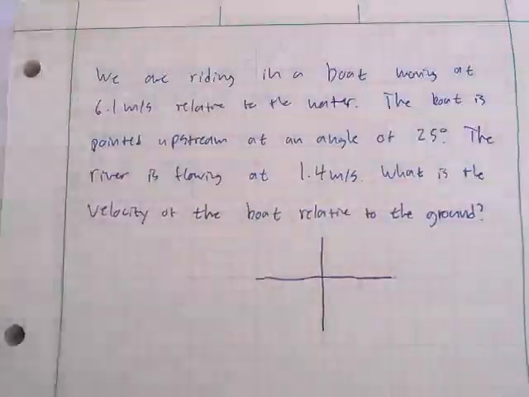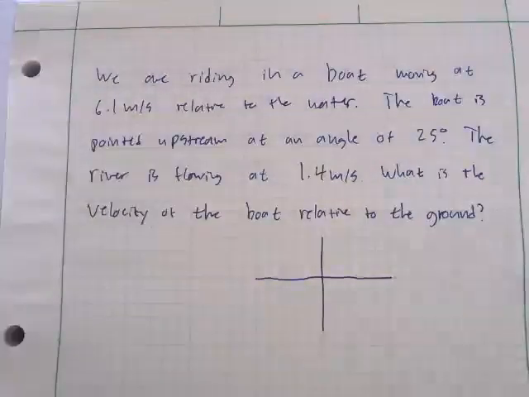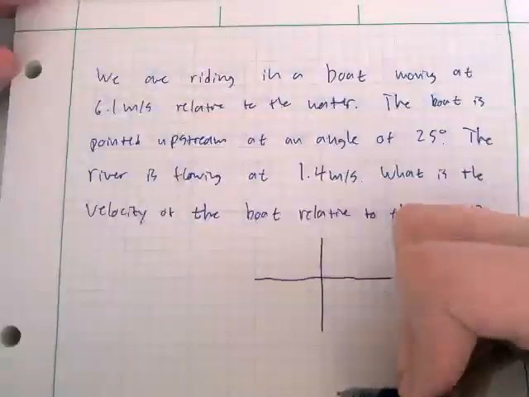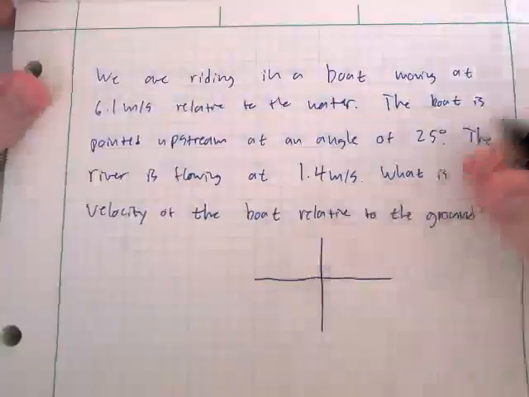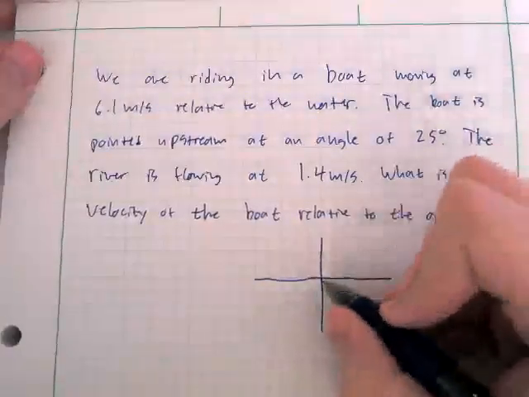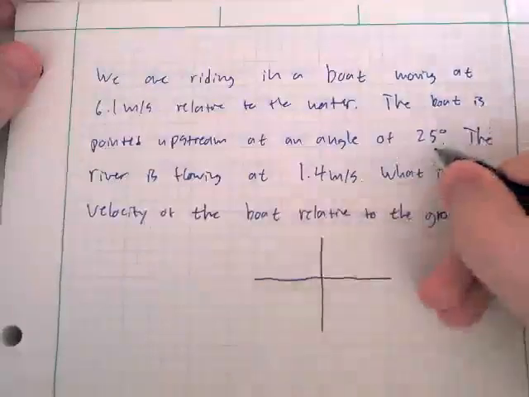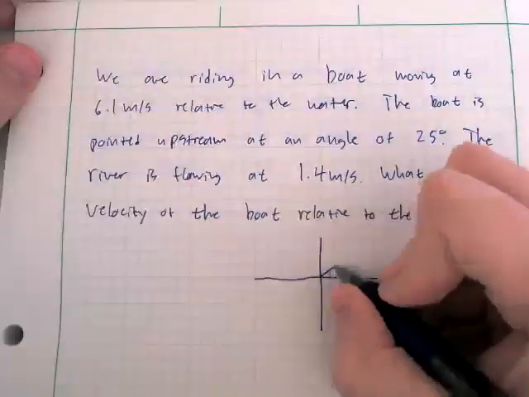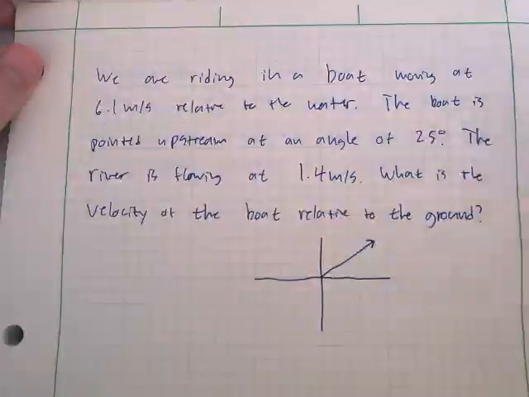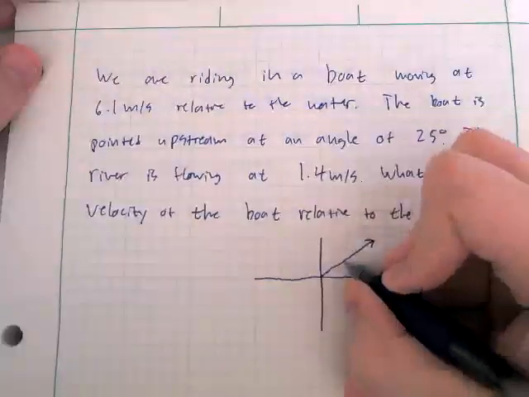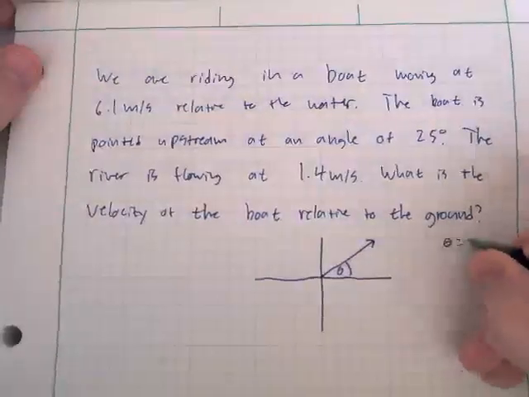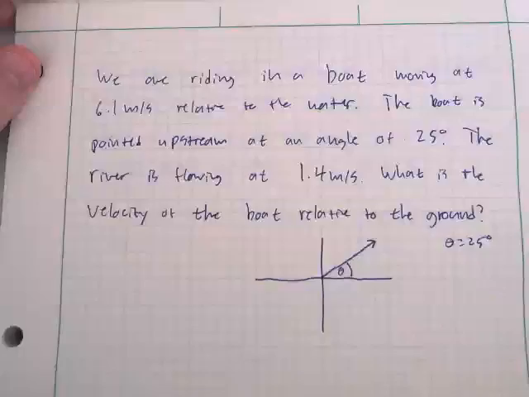The convention that I want to use is that when you have a boat on a river, downstream is just down. So I'm going to say that the river is flowing in the negative y direction, which means that our boat, relative to the water, is going not downstream, not upstream. It's 25 degrees pointed upstream. So in this case, it would be something like this. We can call this angle theta, and we know theta is 25 degrees.